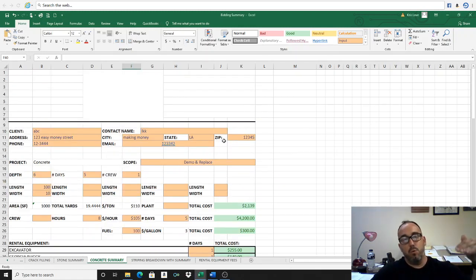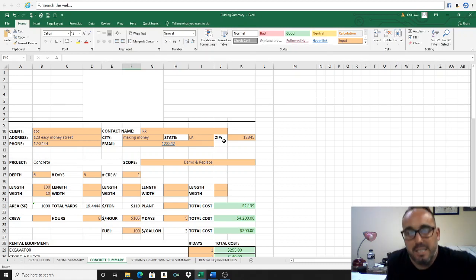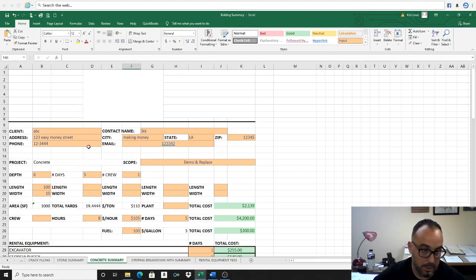I already have a format laid out, but this is our bidding template for our concrete section. This was one of the first generation bidding templates that we've done. We've manipulated it a few times, but this will give you a baseline on some ways to look at bidding a project.